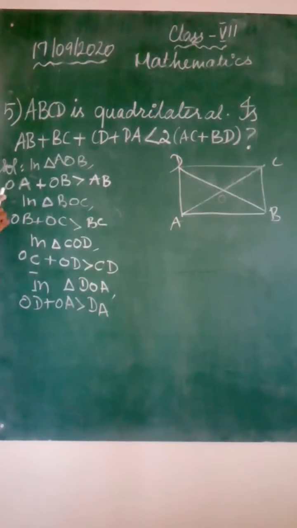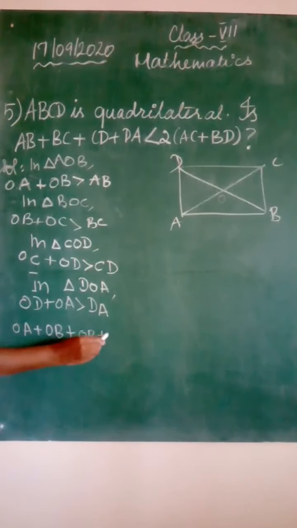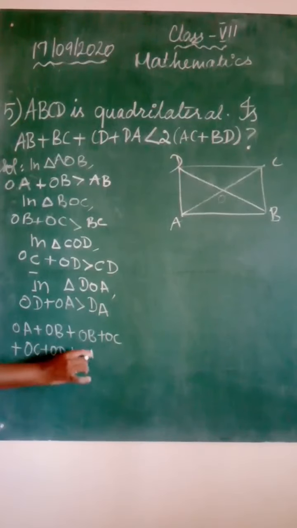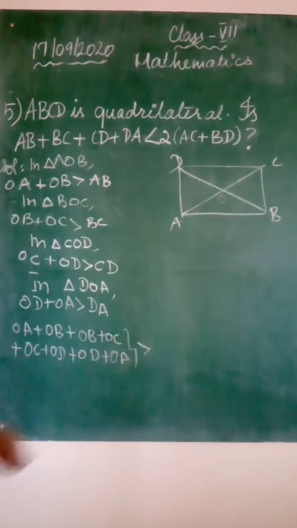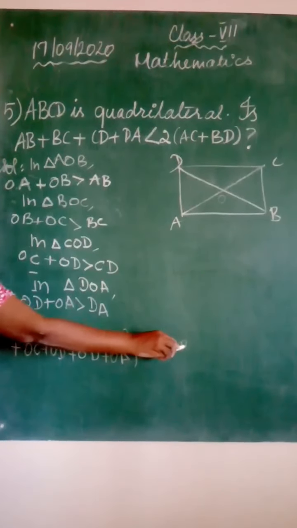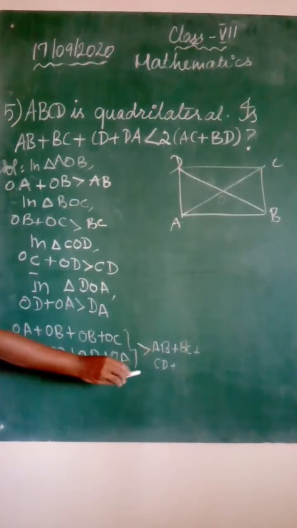Okay. Now we have 4 inequalities. Now we will add everything. Okay. So you will have OA plus OB plus OB plus OC plus OC plus OD plus OD plus OA, and all this is greater than what you have, AB plus BC plus CD plus DA.